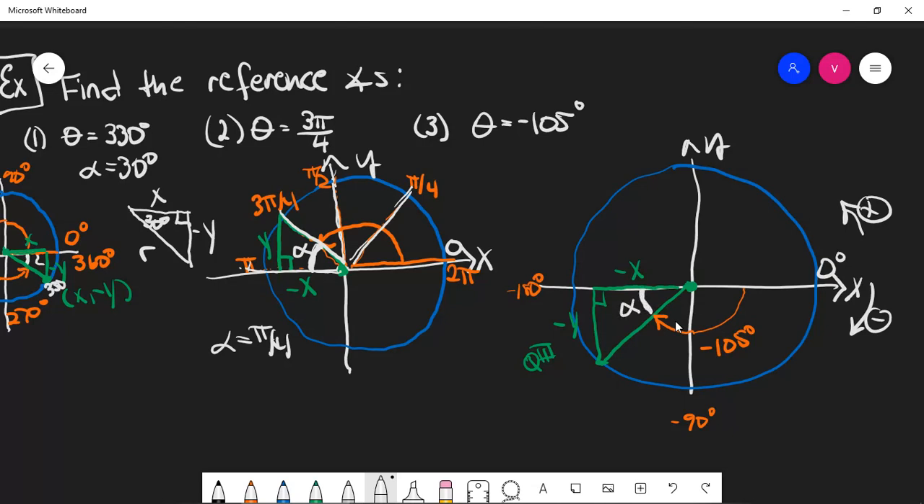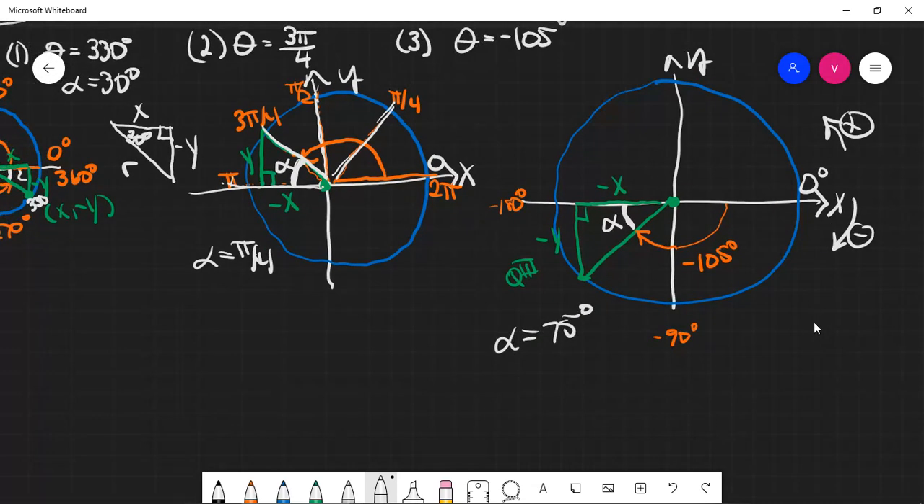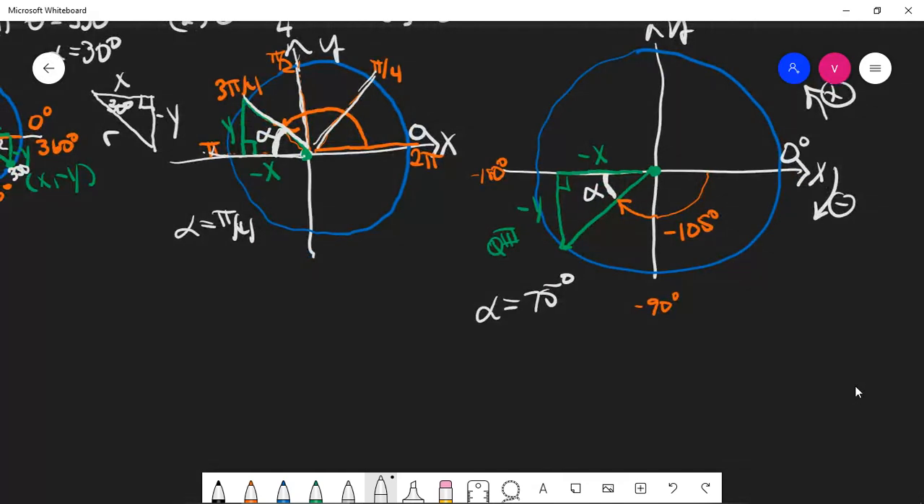That's your reference angle. So what is it? Negative 105 plus whatever that is gives you negative 180 there. So you don't have to think in terms of negative anymore. What is that angle in that triangle going to be? I think it's going to be 75 degrees, right? Does 75 plus 105 equal 180? Yes, 75 degrees.